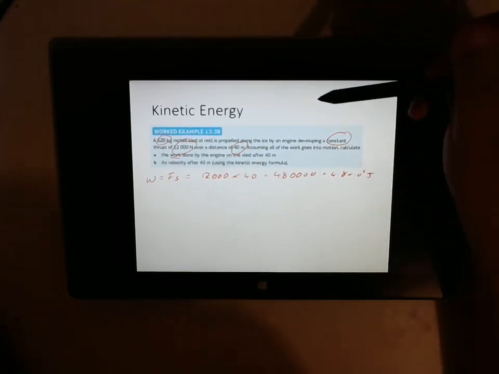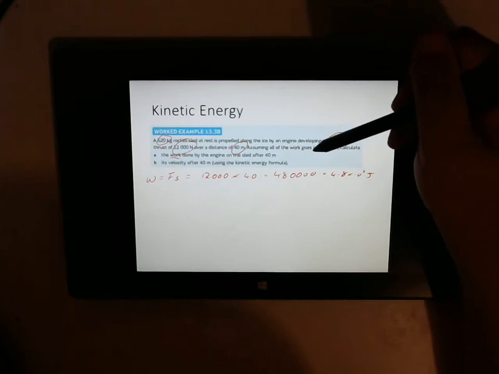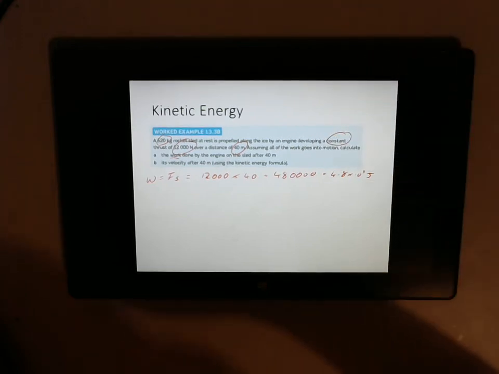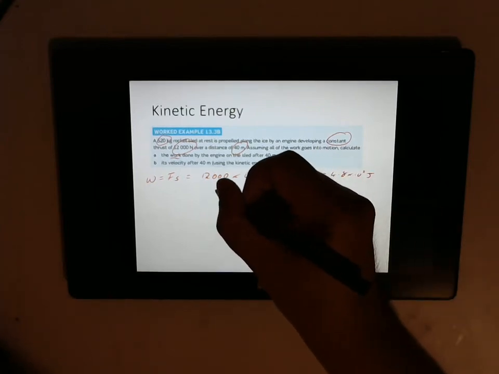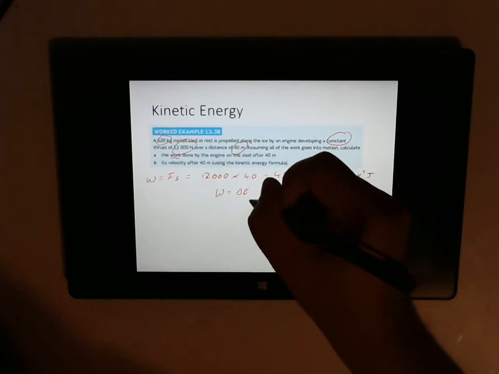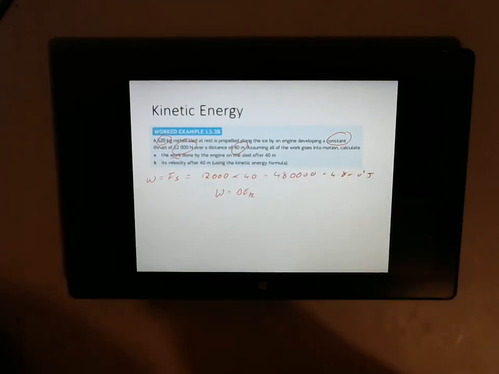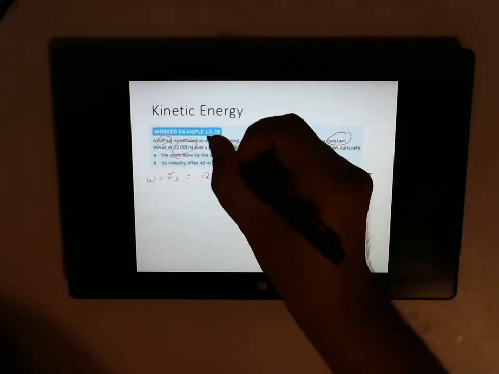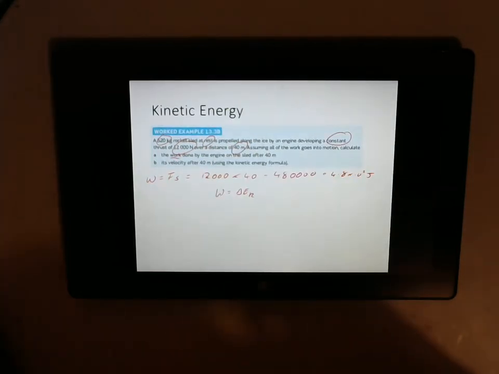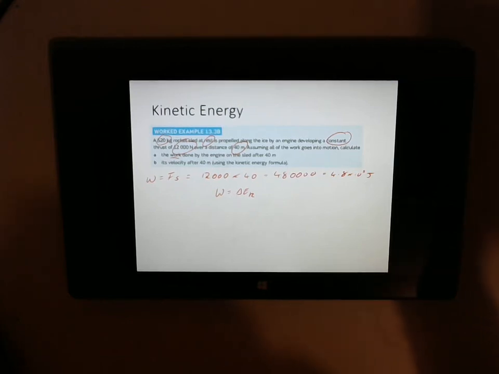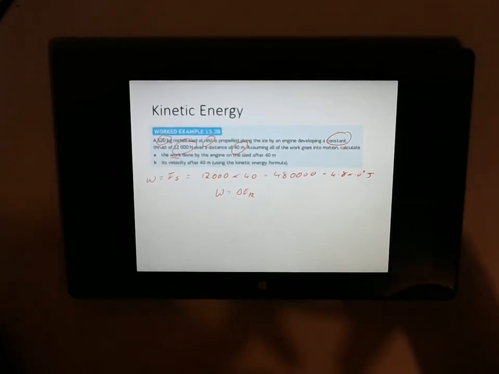Now this second sentence here is really important. Assuming all the work goes into motion. Remember, work is change in energy. What sort of energy was changing here? Work equals change in energy. Well, it's change in kinetic energy. So work equals the change in kinetic energy. Now it started at rest. So its initial kinetic energy was zero, it wasn't moving. It had zero velocity, it had zero kinetic energy. I hope I don't need to prove that.